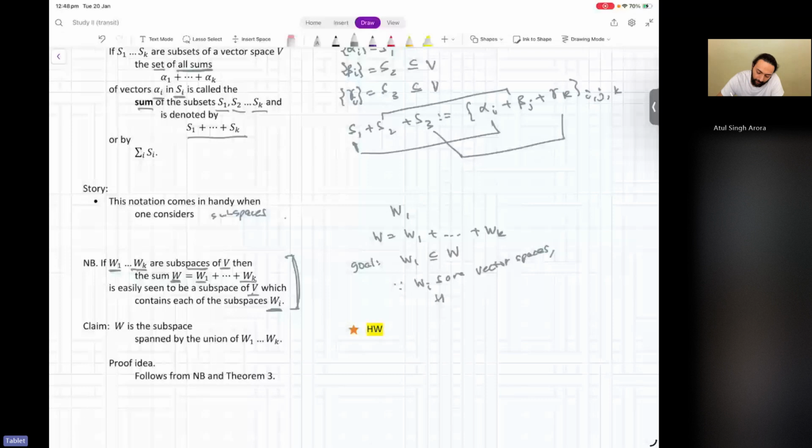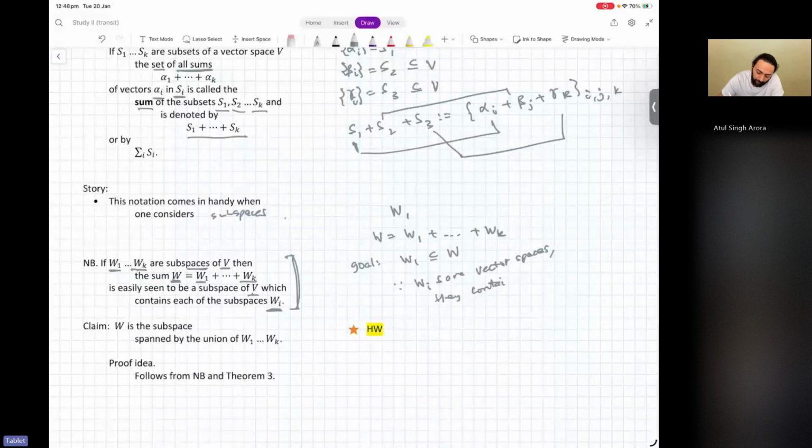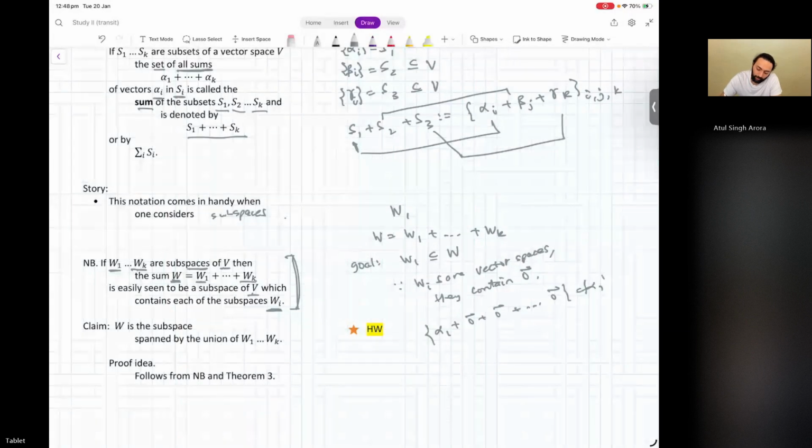They contain the zero vector, right? Yeah. And then we can do exactly what you're saying, right? And so then W1 plus 0 plus 0. So one can do that, right? Yeah. So this would be equal to alpha 1, and so therefore W1 is contained in W.